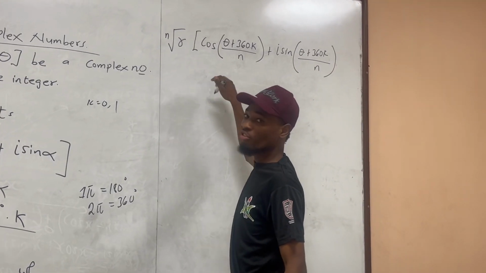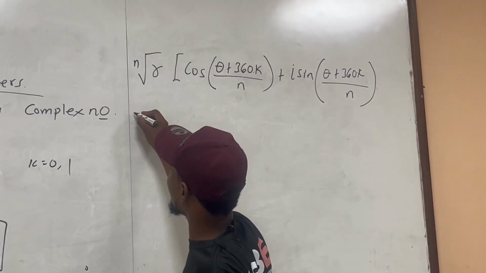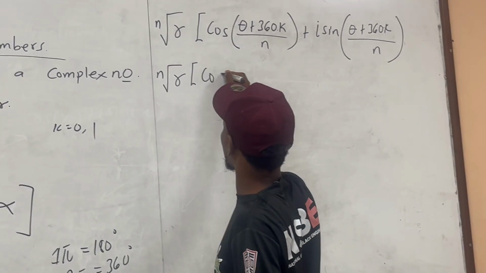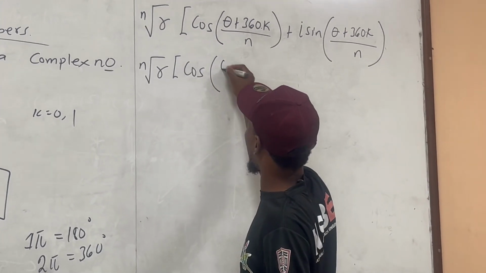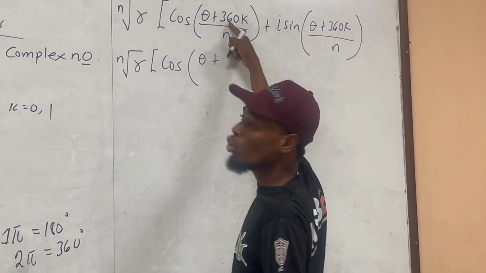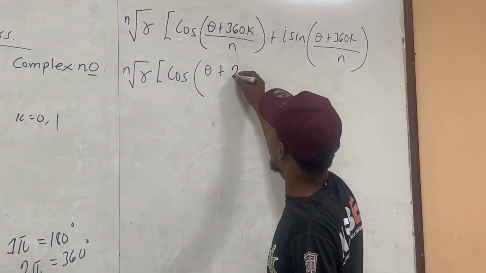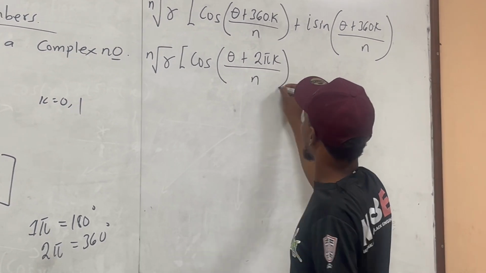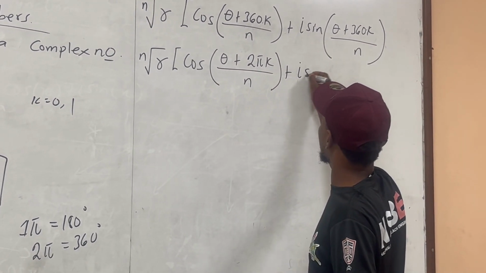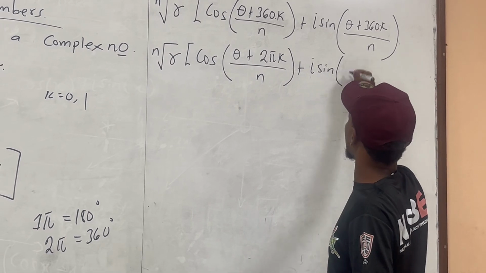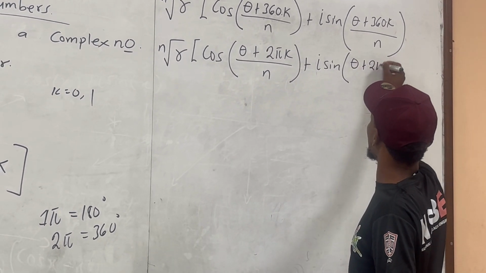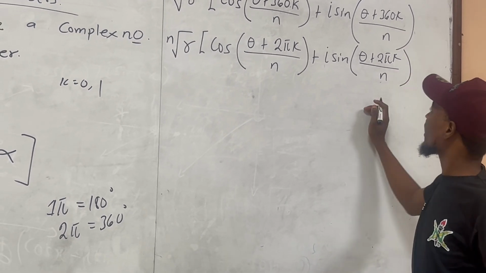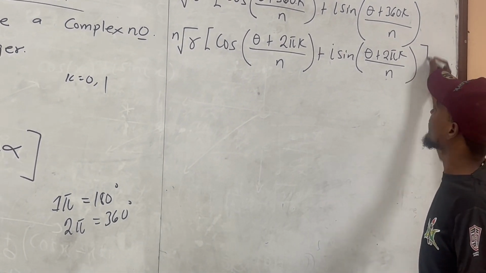In terms of radians, this finally becomes cos of theta plus 2 pi k all over n, then plus i sin of theta plus 2 pi k all over n. As simple as that.